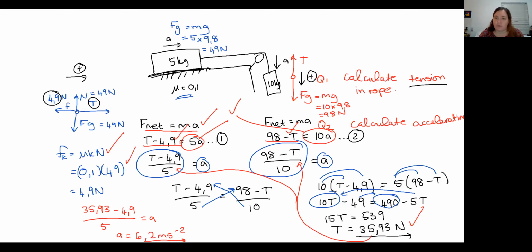Please note you don't have a direction for acceleration here because the 5 kilogram object would accelerate towards the right and the 10 kilogram object would accelerate down. So usually they'll ask just for the magnitude of the tension and the acceleration, but they may ask for the tension or the acceleration of the 5 or of the 10 kilogram object, and then you'd be able to answer the question correctly with an appropriate direction.